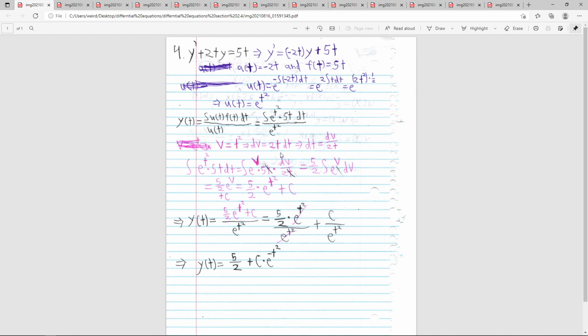So dv equals 2t dt, and then you solve for dt, and then you basically get everything set up from there. It eventually simplifies down to just 5/2 e to the t squared plus c. And then you simplify down. You get your answer down here: 5/2 plus c times e to the negative t squared.